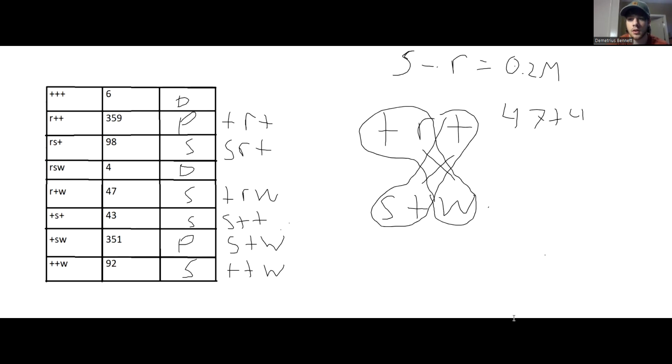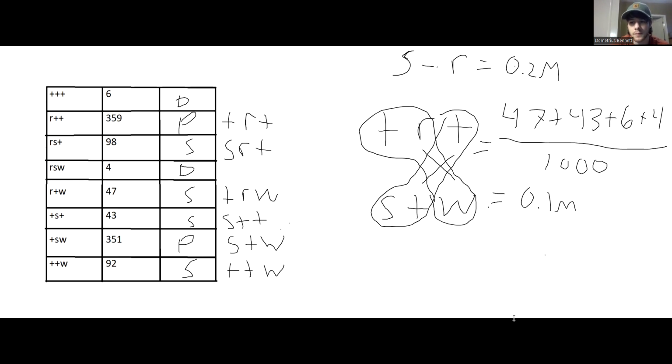And then, like I mentioned again, we need to account for the double crossovers, which were the 6 and the 4, the 10 individuals, because they also cross in this area. And then divide that by 1,000, the total individuals that we have. If you punch that in your calculator, you're going to get 0.1 morgans, or times by 100, 10 centimorgans.